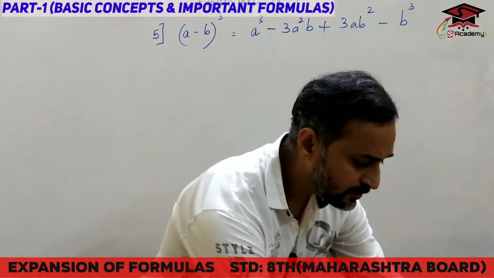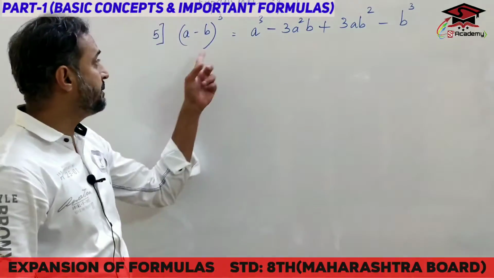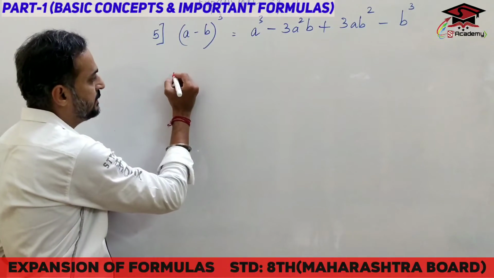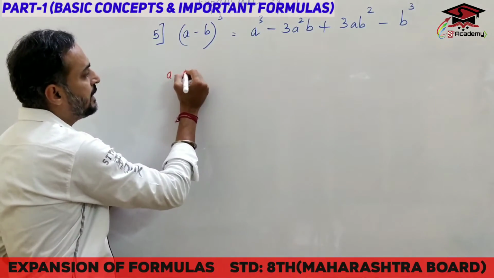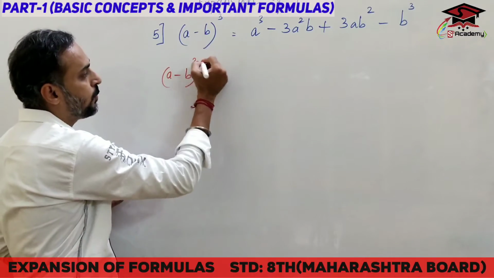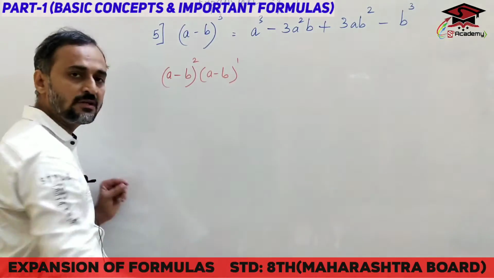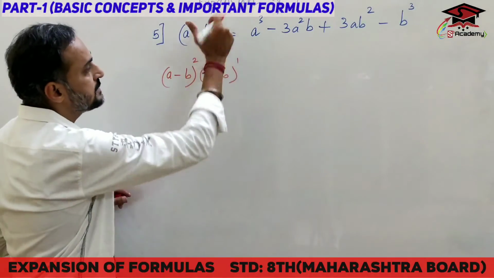Okay, fine. Again, what will we do? A minus b the whole cube. Now what will we do? We'll do the same way, same method. Let me consider a minus b the whole square, bracket of a minus of b. Nothing is there, you can consider 1 over here. So 2 plus 1 is 3.